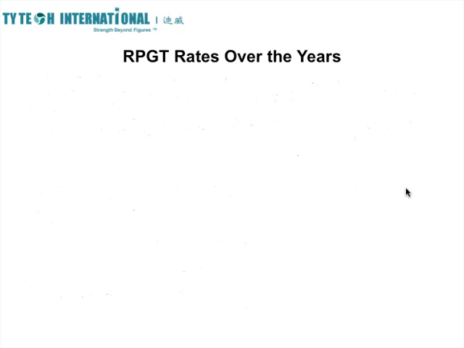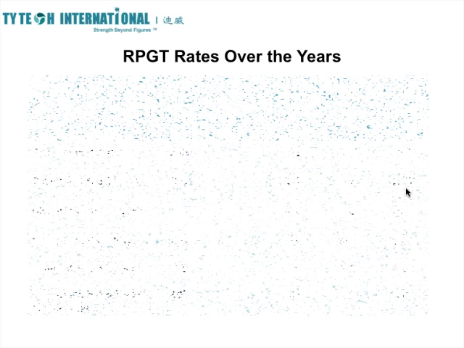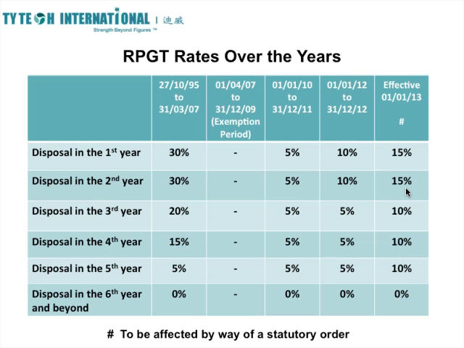RPGT rates, as you can see, have undergone an evolution over the past many years. From 1995 up to the year 2007, the rates have been 30, 20, 15, 5. Then after that is 0%. These are all for individual tax, personal tax.